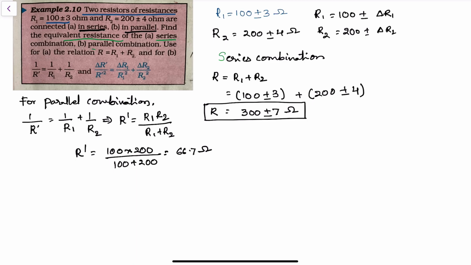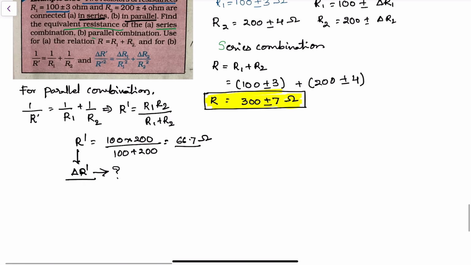Right. And now, how to calculate the error in the parallel combination? That is important here. So how do you find delta R dash? R is clearly known. How to find delta R dash? This is clearly the R value in series combination. How do you write plus or minus? We adopt a simple procedure.